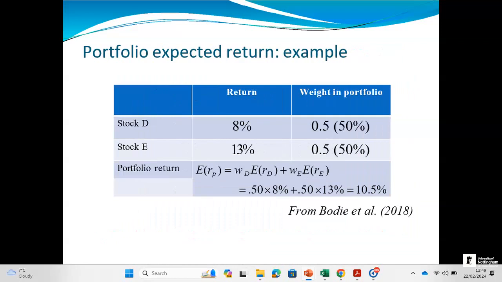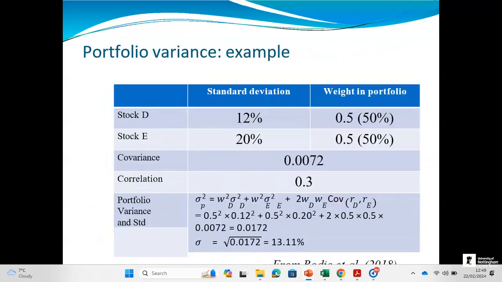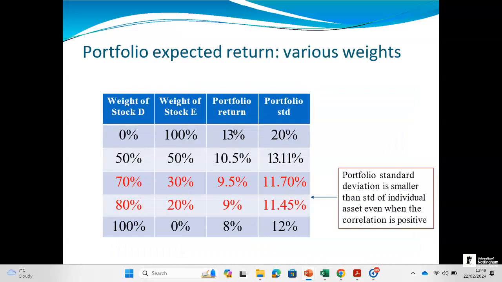Okay, 10.5% with 50% in D and 50% in E. The risk of this portfolio turns out to be 13.1%. But as I told you, we can create multiple portfolios, right? Simply by changing the weights. So given the changes in weights, the expected return of the portfolio will change, and with the weights, the risk of the portfolio will also change.